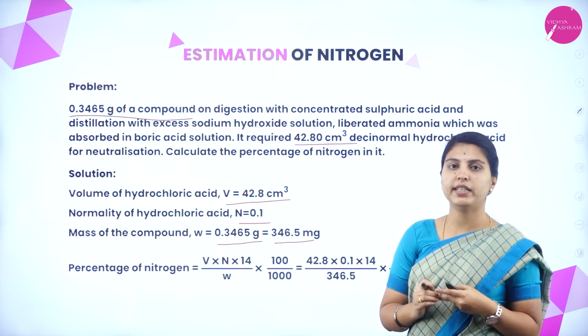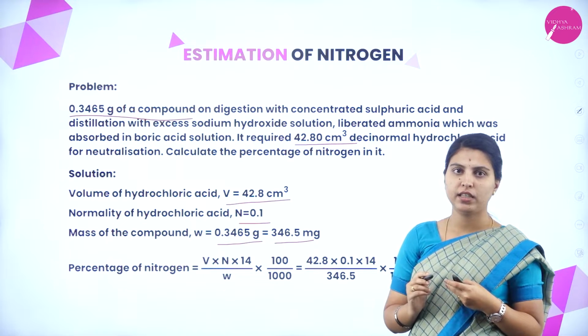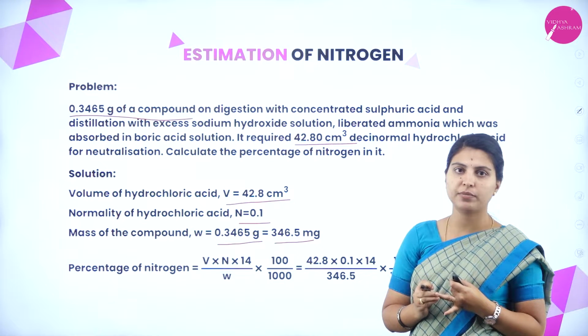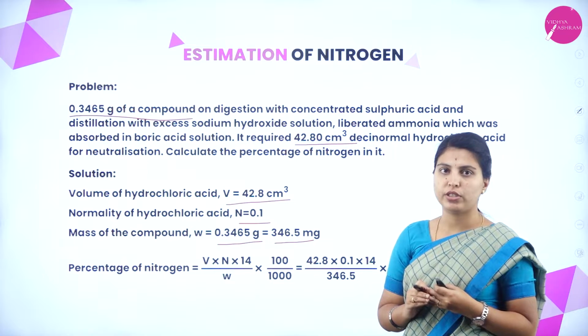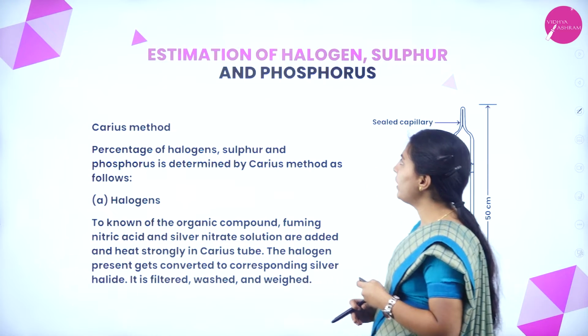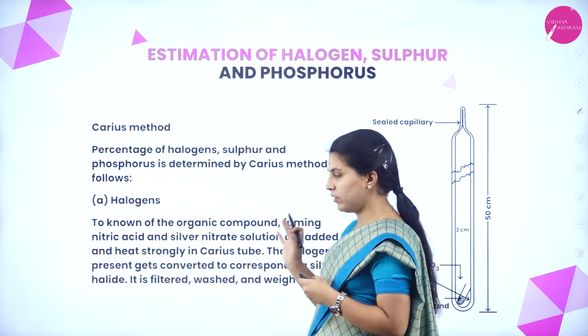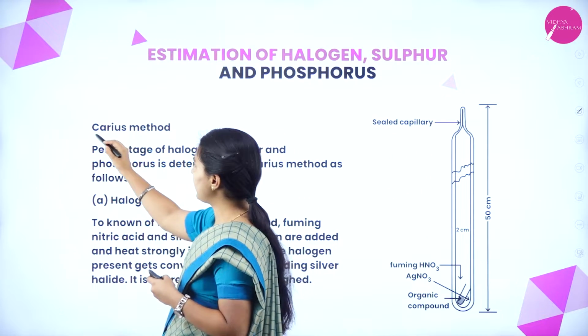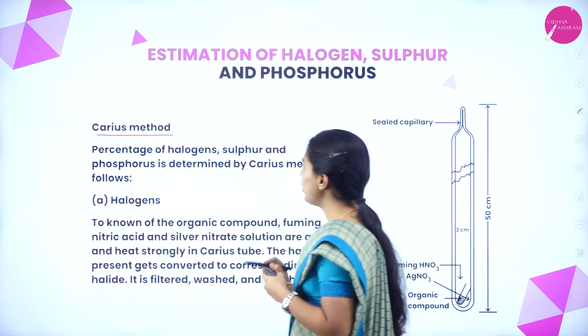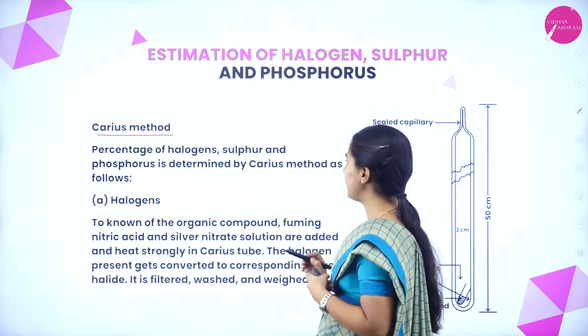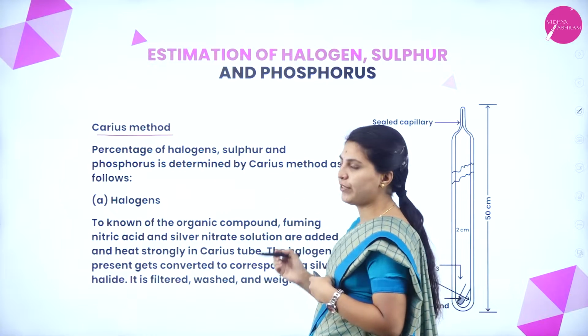You should not forget the two kinds of methods. One is Dumas method and the other is Kjeldahl's method for the estimation of nitrogen. Next one, the estimation of halogen, sulfur and phosphorus. For these three, the Carius method will be used. Percentage of halogen, sulfur and phosphorus is determined by Carius methods as follows.